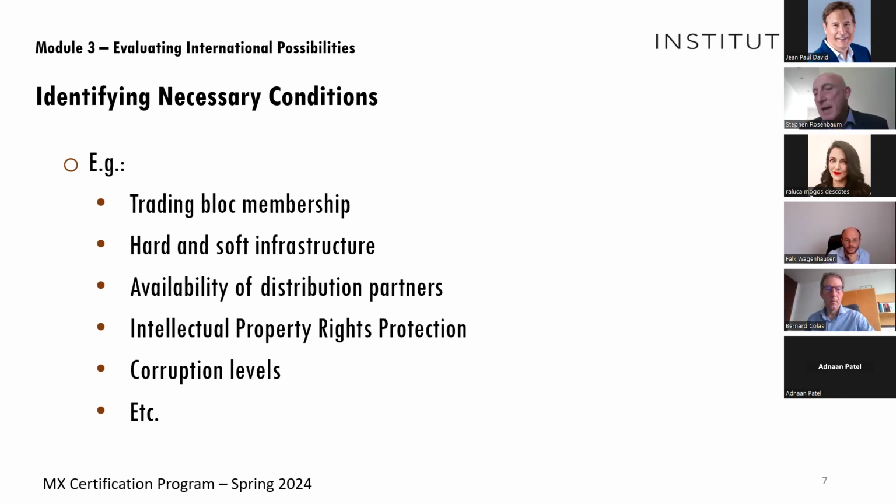And of course, many firms also delimit countries on the basis of unacceptable levels of corruption. And there's quite a lot of data which is secondary data, which can inform us. Also, in terms of availability of distribution partners and what type of infrastructure they have. So we're typically using secondary data to ascertain whether companies satisfy these necessary conditions or not.